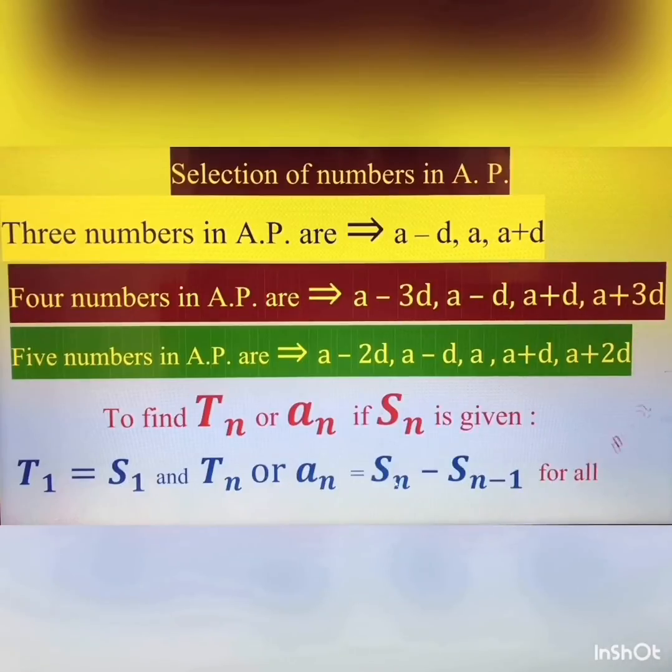Tn or An equals Sn minus Sn minus 1, for all n greater than or equal to 2. And keep in mind that the first term and the sum of the first term are equal. The first term and the sum of the first term are always equal. Keep this in your mind. Using this formula, you will get the general term of AP.